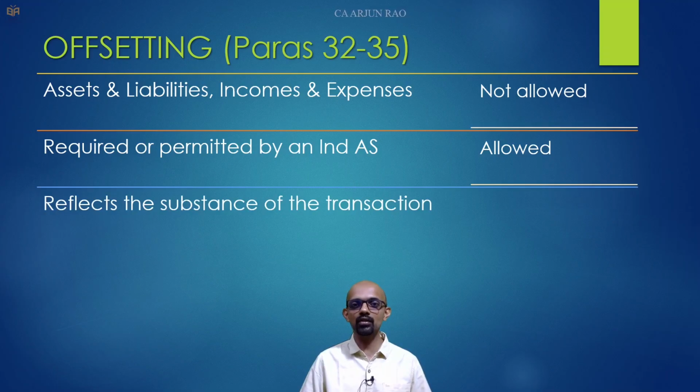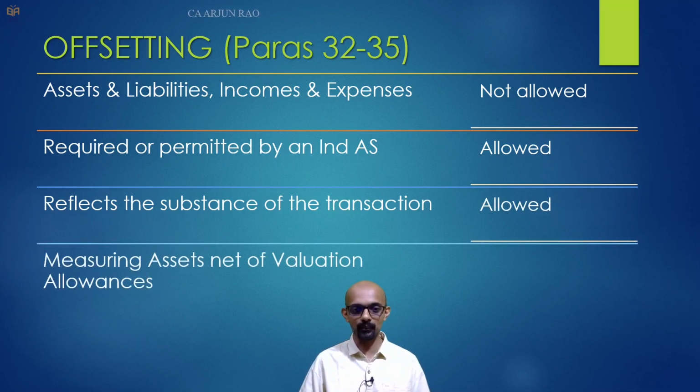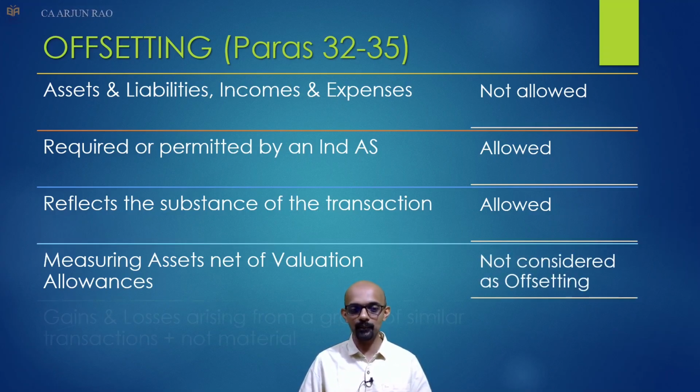For example, in the case of a commission agent, his gross is not collections from customers, right? So his gross is only the commission, that is collections minus remittances to head office. There commission, which is the net, actually reflects the substance of the transaction. So in such cases it is allowed. Measuring assets net of valuation allowances. For example, fixed assets, property, plant and equipment minus provision for depreciation, or debtors minus provision for doubtful debts. These are not considered as offsetting, okay?